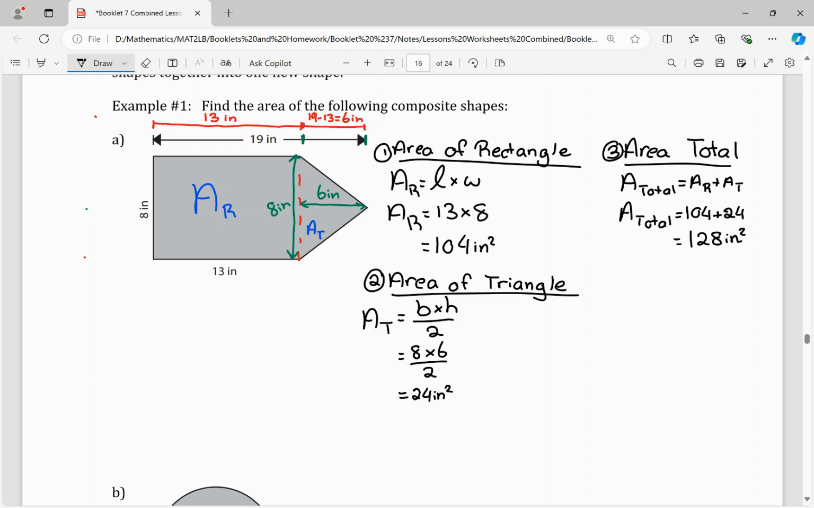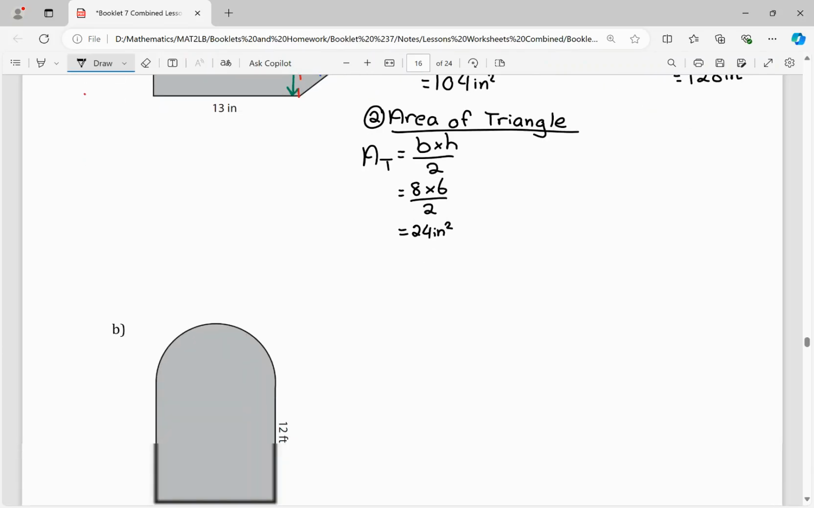So there's quite a lot of work that goes into these questions. Make sure to number the order in which you're doing your math. First, we found the area of the rectangle, then we found the area of the triangle, then we added them together to find our total area.